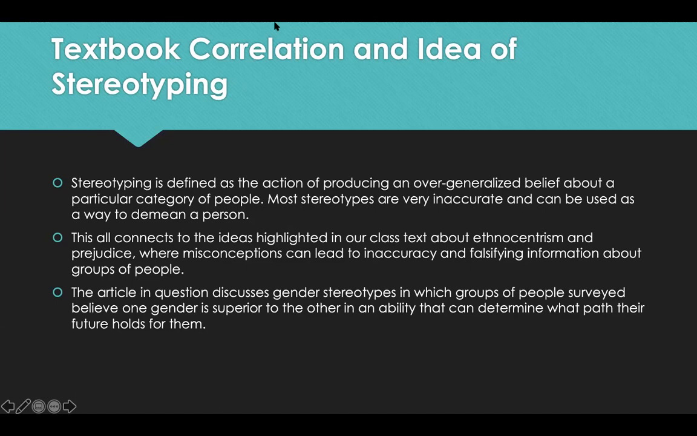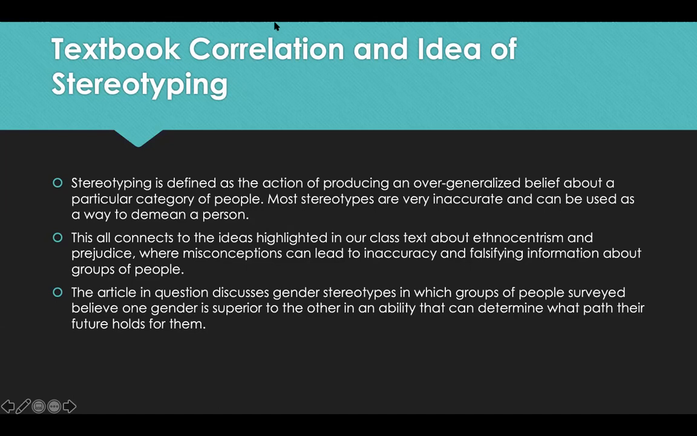And it also talks about prejudice, which just implies a lack of thought or care in making a judgment, with prejudicial responses being quick, and so on and so forth. So stereotyping can be very dangerous. This is what the article in question discusses, which is gender stereotypes, in which groups of people were surveyed believing that one gender is actually superior to the other, and an ability that can determine what path their future basically holds for them.